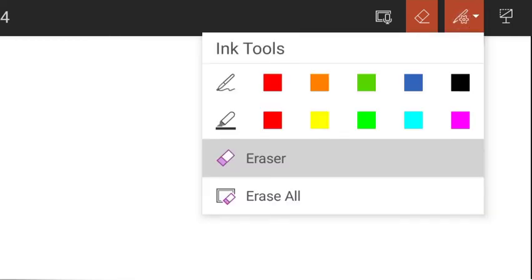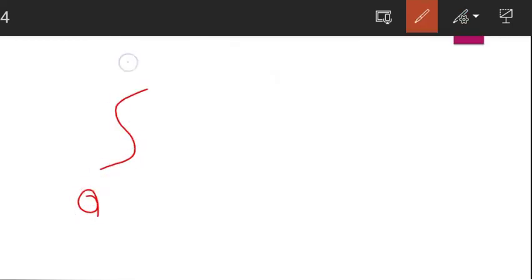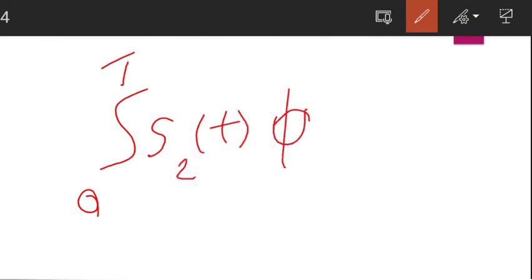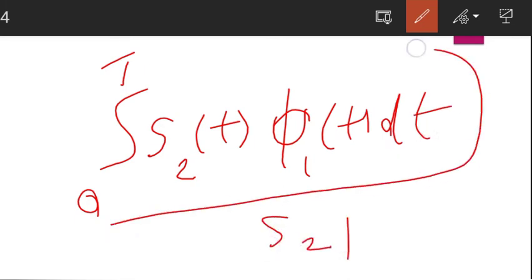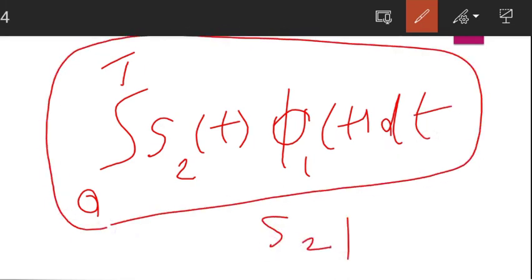We have to find S21 into phi 1 of t. Am I right? So what is S21? S21 is nothing but the integral from 0 to T of S2 of t into phi 1 of t dt. This entire equation is S21, so from this equation we will be calculating S21. Then how can we find phi 2 of t? Yes, I'll be explaining that. I will get this G2 of t from the equation that I explained just before.